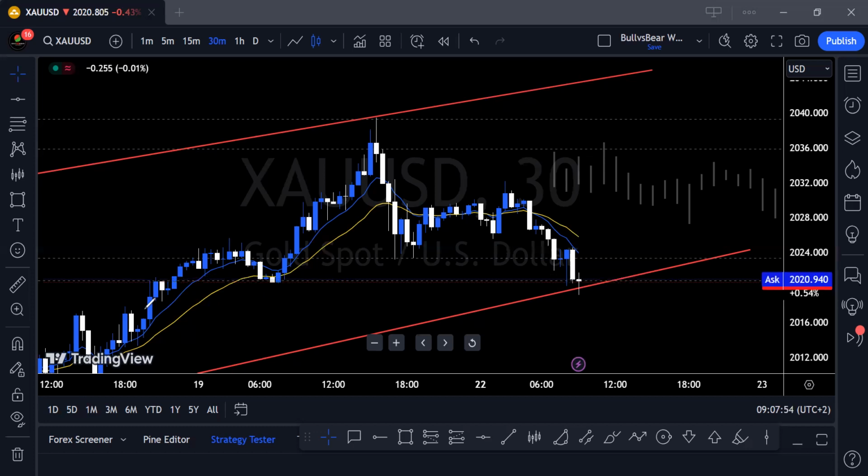Number 2, subtopic: recognize impulse and correction in the market. If bearish, the correction faces up, and if bullish, the correction faces down. Number 1, we are done, guys: understand the trend and never trade against it.